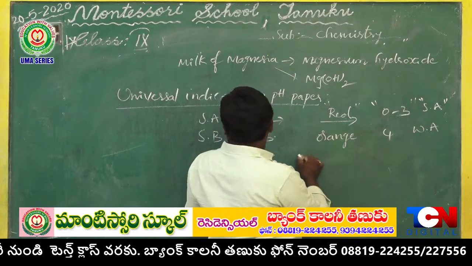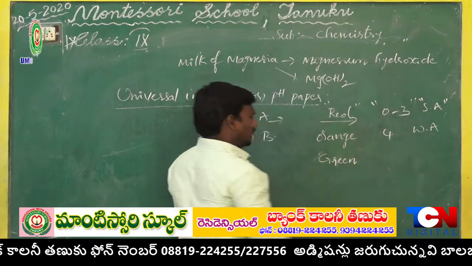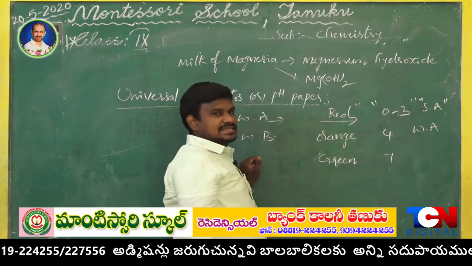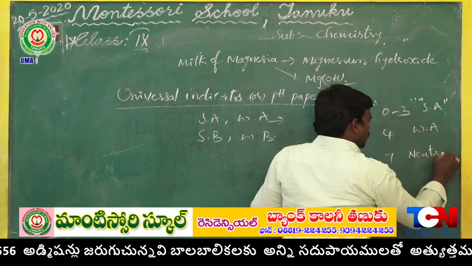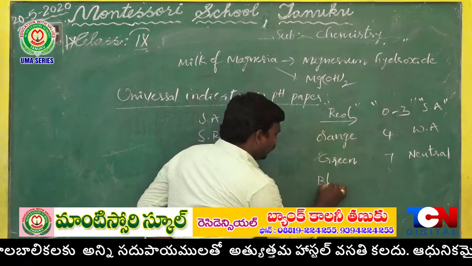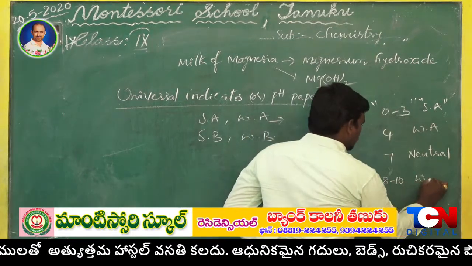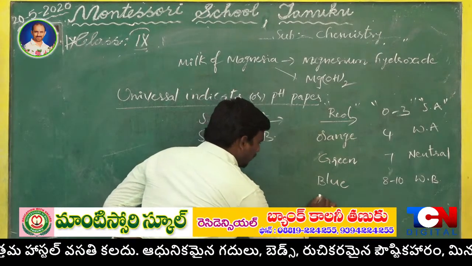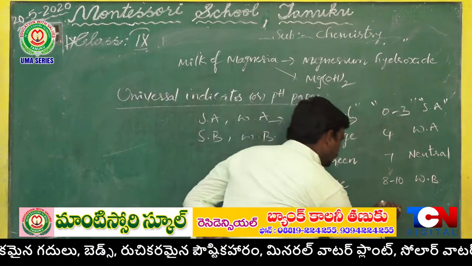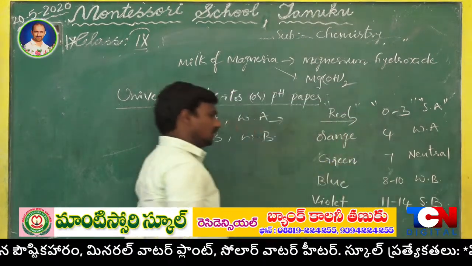And next, green color is formed on the pH paper when it is placed in another solution. Green means the pH is 7, that means neutral range, neutral compound. And next, if the pH paper color is blue, then its pH is nearly 8 to 10, so it is the range of weak base. Next, if the pH paper color is violet, its range is nearly 11 to 14, that is the range of strong base.